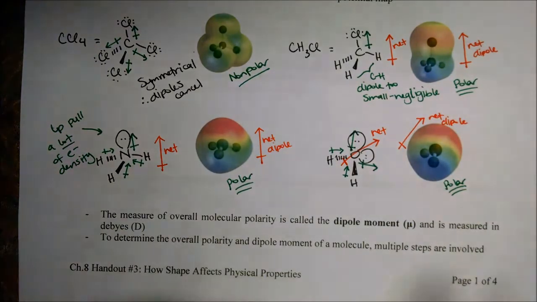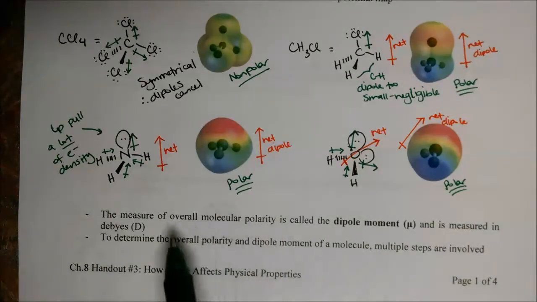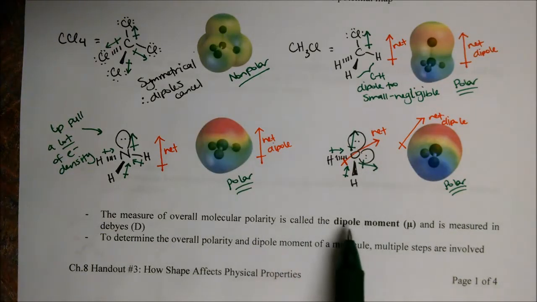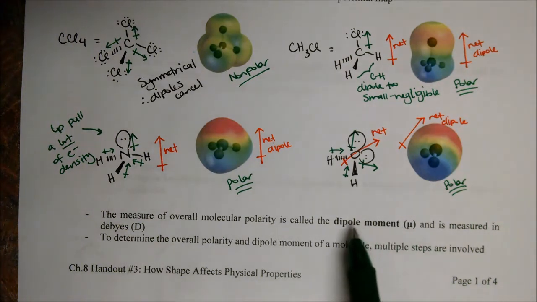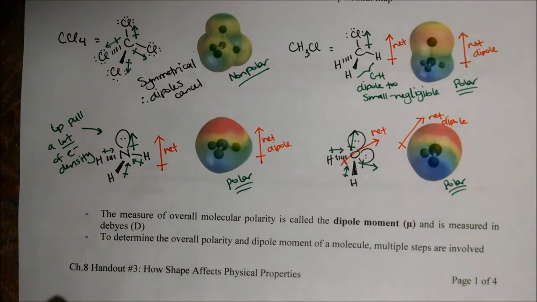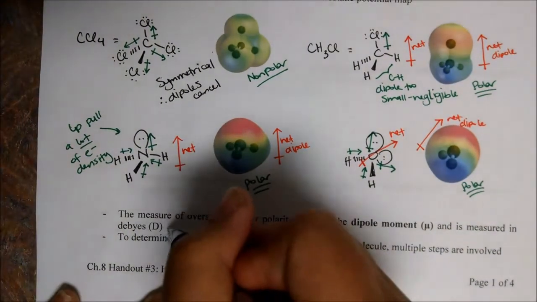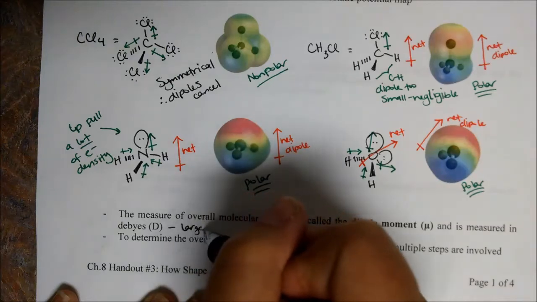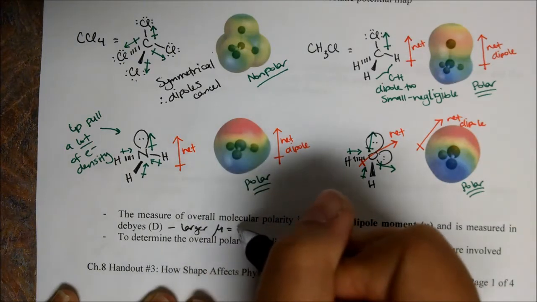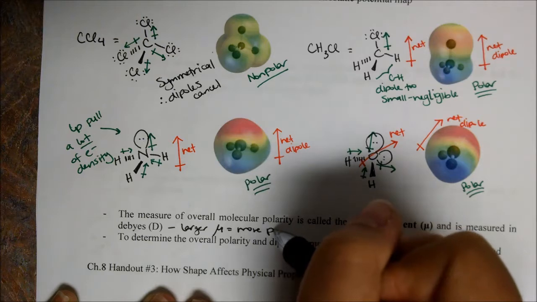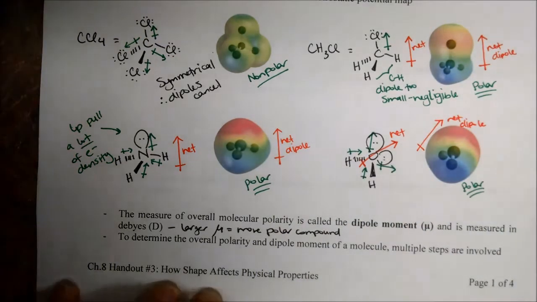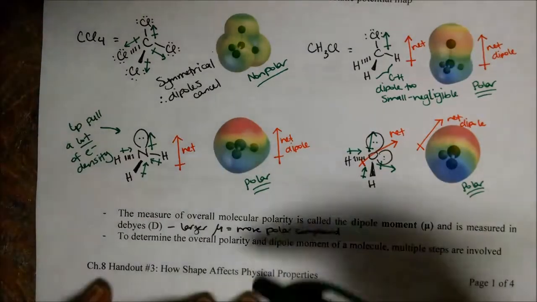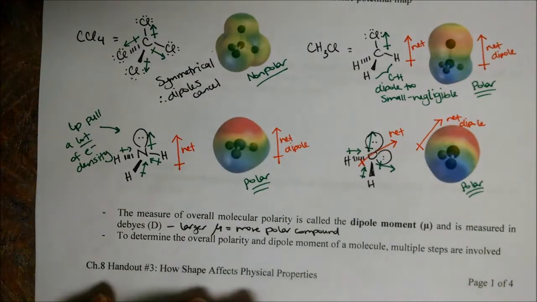We can't actually measure the polarity of a molecule. Well, we can measure it. It's called the dipole moment of the molecule, and it's given in debyes. The short form is mu for the dipole moment, and it's measured in debyes. The larger the mu, the more polar the compound. So it's actually a measure of the strength of the dipole moment. The strength of this arrow is mu.